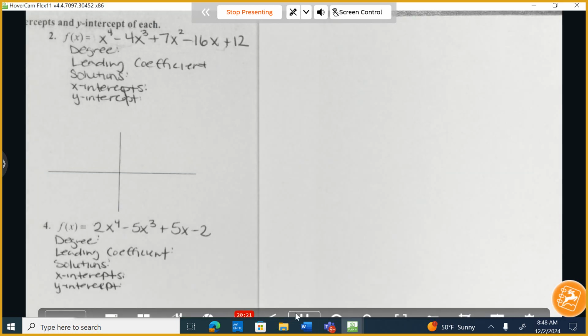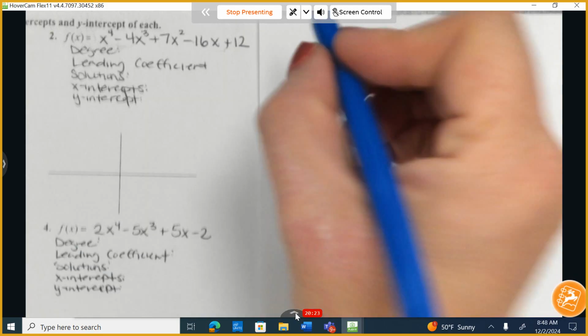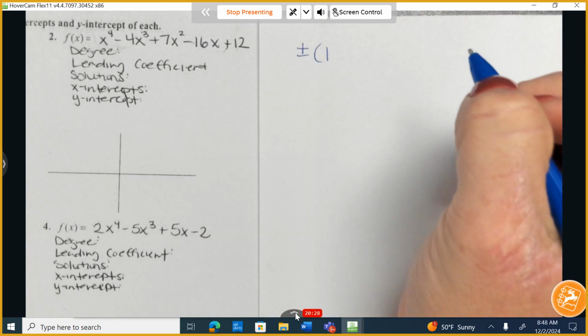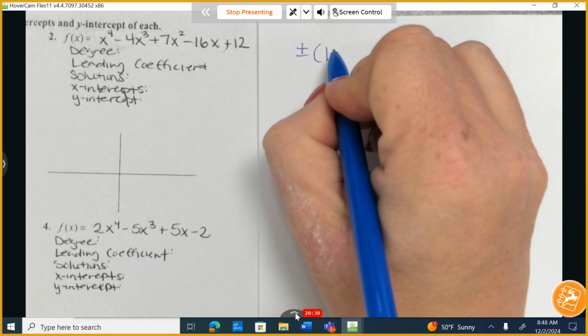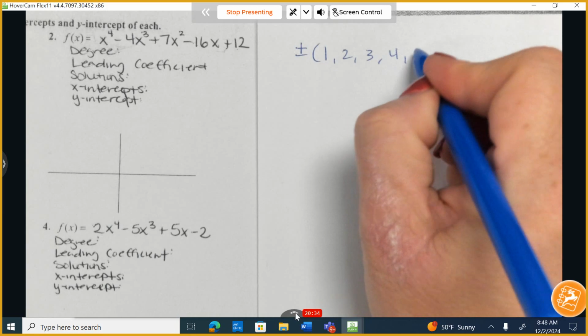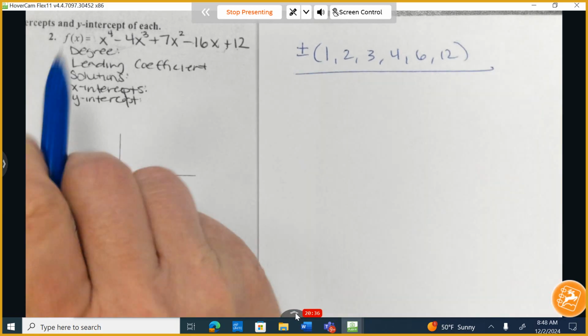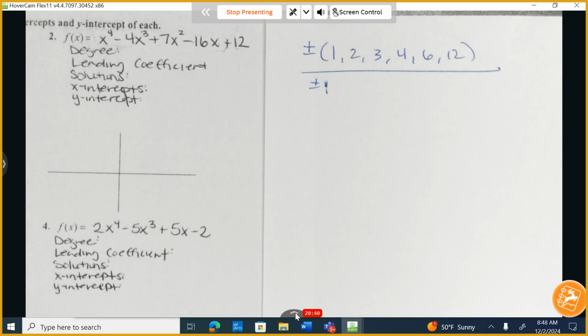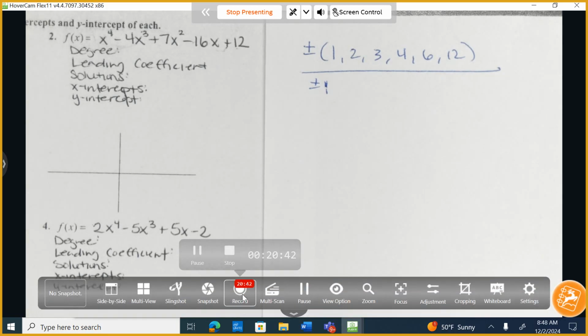So I'm starting with possible rational roots, number 2. So I'm looking at the 12. Possible rational roots, what divides nicely into 12? Those are called factors. So 1 does, 2 does, 3 does, 4 does, 6 does, and 12 does. Leading coefficient is a 1. So at this time, I would like you to go ahead and write out those numbers. Positive 1, negative 1.